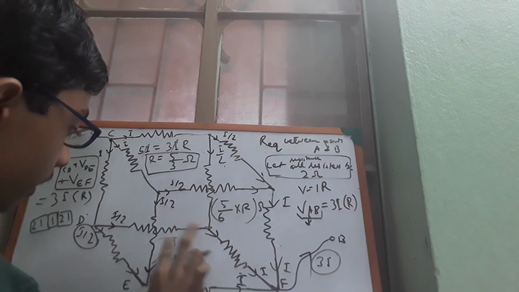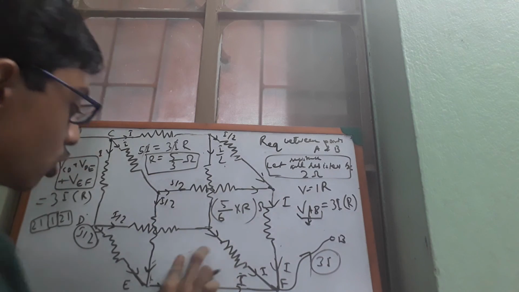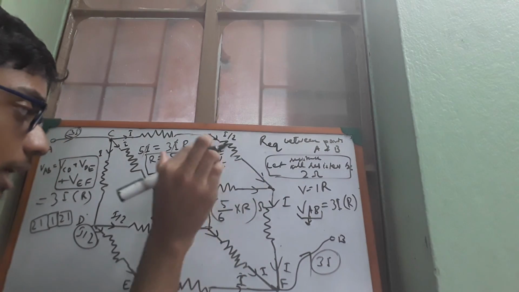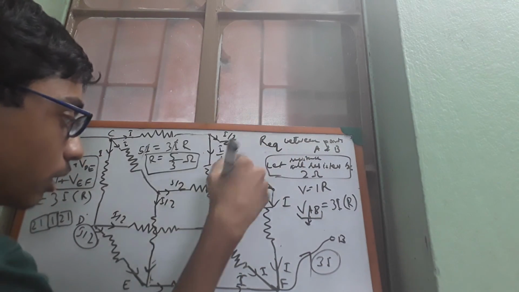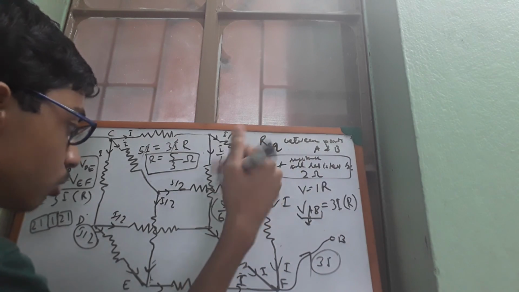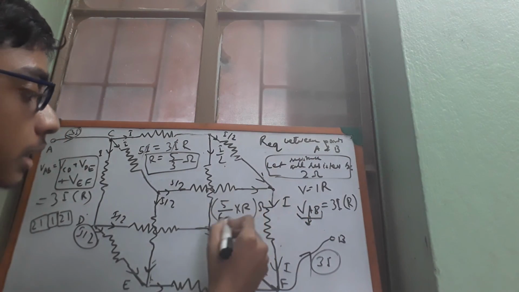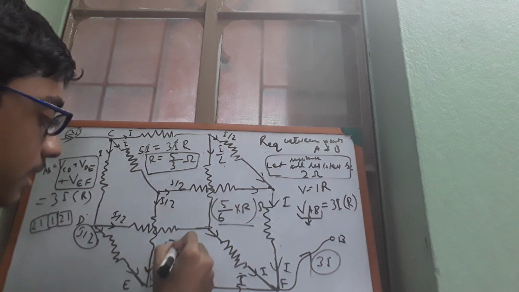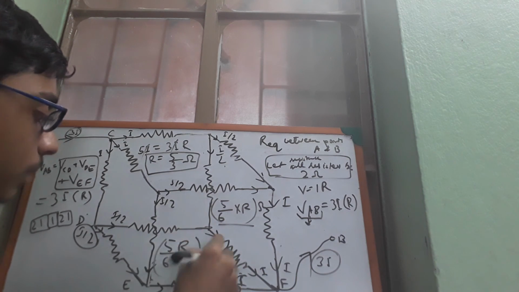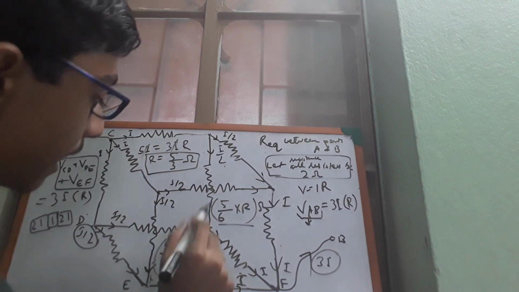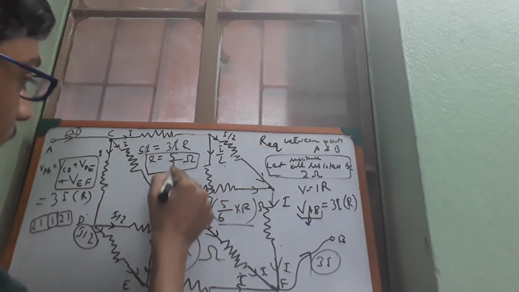Suppose I give the same question, all the sides of the cube are resistances, but the resistance of each resistor is 3 ohm, so 5 by 6 into 3, in that case you would have 5 by 2 or 2.5 ohms. So this is the short trick: 5 by 6 or 5R by 6 ohm. And here, because in this case R is 2, we get 5 by 3 ohm.